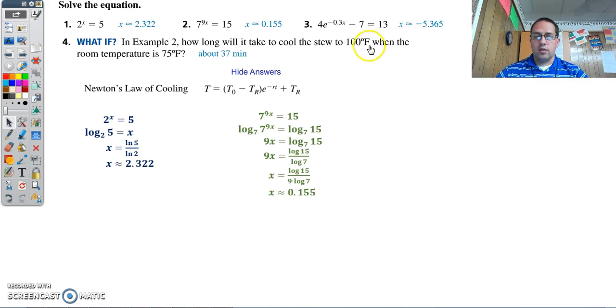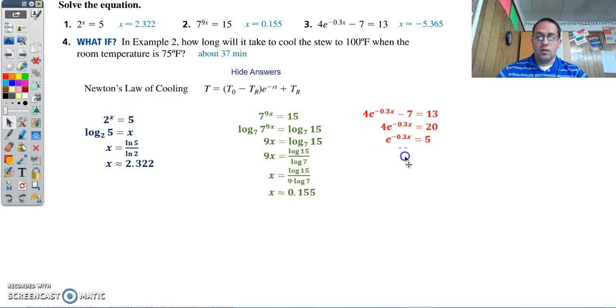All right, so let's take a look at number 3. Number 3 is a little bit longer, a bit more complicated, not a whole lot. So we have our original problem. Again, we want to isolate the exponential stuff first. So we've got to get rid of the negative 7, we've got to get rid of the 4. So we add 7 to both sides, divide by 4, and we have this.